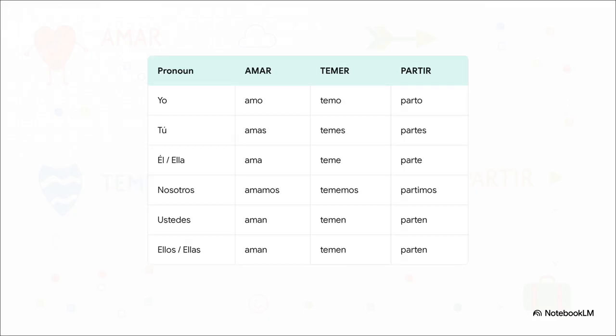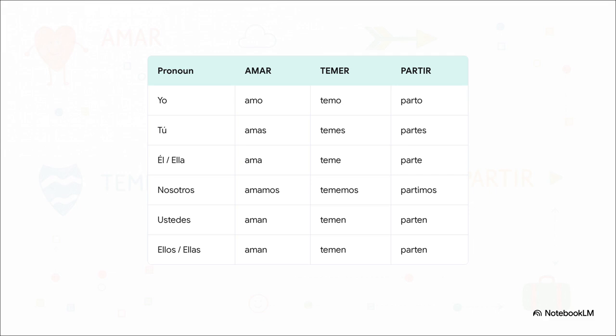So here it is, your master blueprint. This matrix represents the DNA of thousands of Spanish words. Take a mental snapshot of this. Strong A sounds totally dominate amar. E sounds dominate temer. Partir copies temer almost identically, except for that sneaky partimos down in the nosotros row. And right across the very top, the yo form reigns supreme with the letter O.